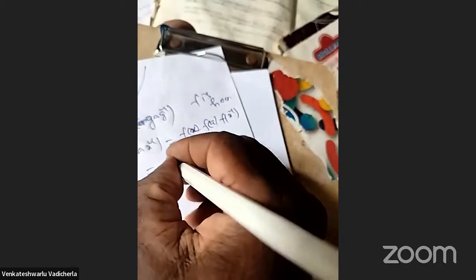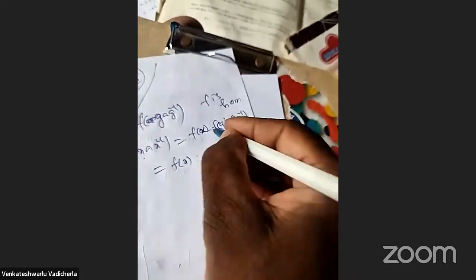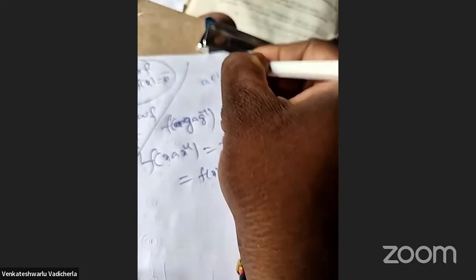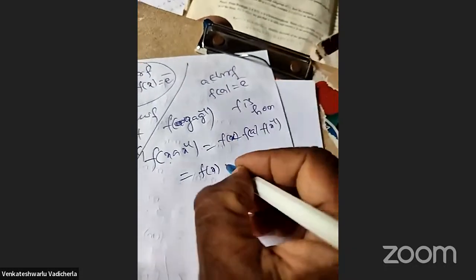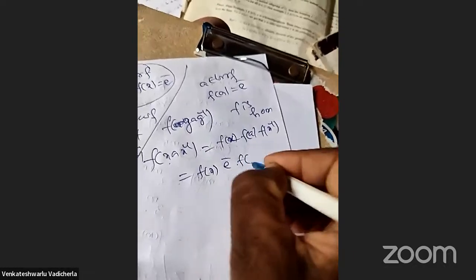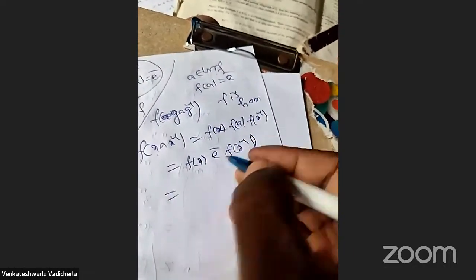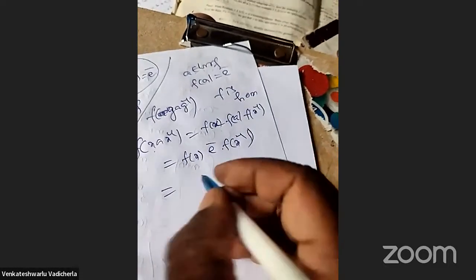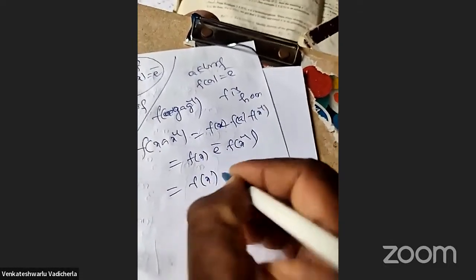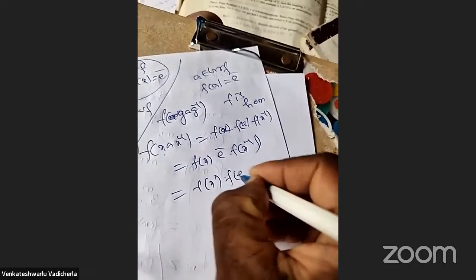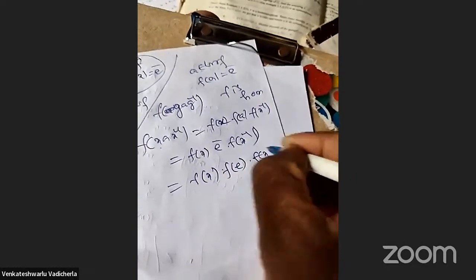So f of x is the same right here. f of a is equal to, a belongs to kernel f, so f of a is equal to e bar. This is e bar. This is f of x inverse. So e is already an image element, e bar is e bar. So we can write f of x into e bar, f of e, f of x inverse.